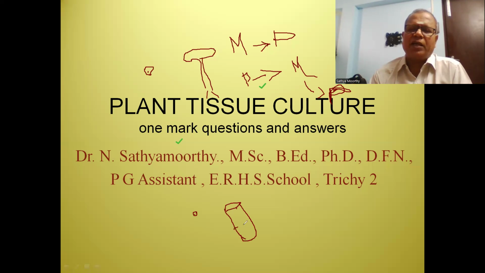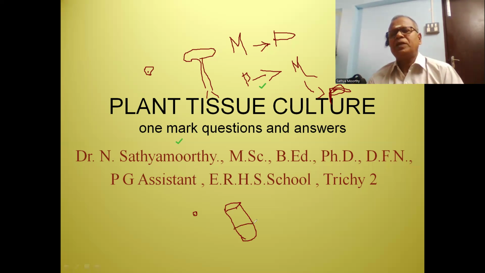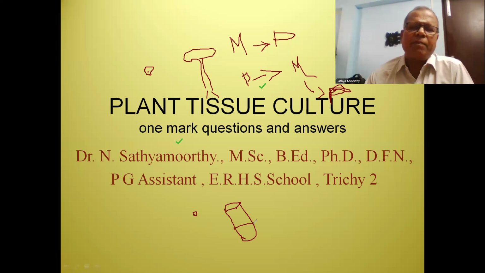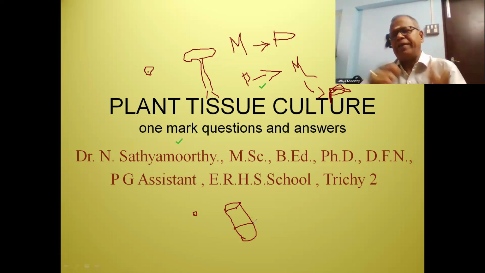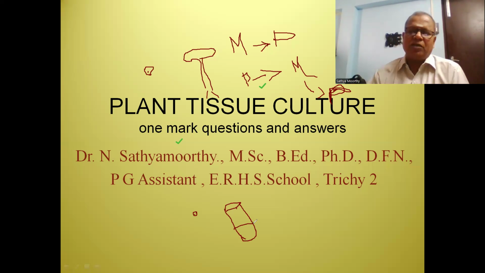MS medium, White medium, Nitsch medium, Gamborg medium are the various media used in plant tissue culture. And the most commonly used medium is Murashige and Skoog medium.